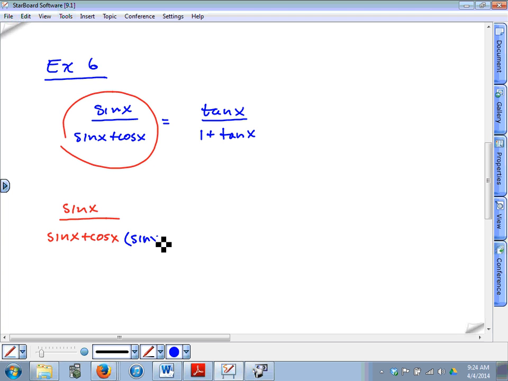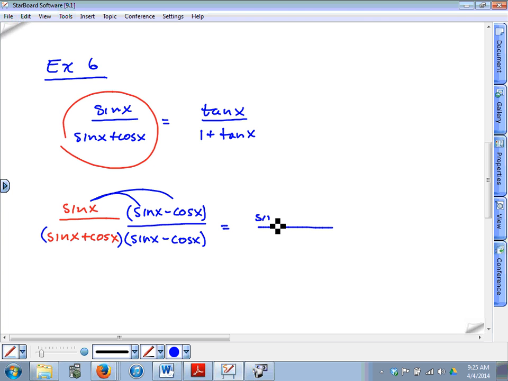So, sine of x minus cosine of x, and then over here we're going to have sine of x minus cosine of x. So we're multiplying the top and bottom. Now again, like I said, we may get a few steps into this and realize, okay, we better back up. Let's see what happens here. In the numerator, we get sine squared of x minus sine of x cosine of x.